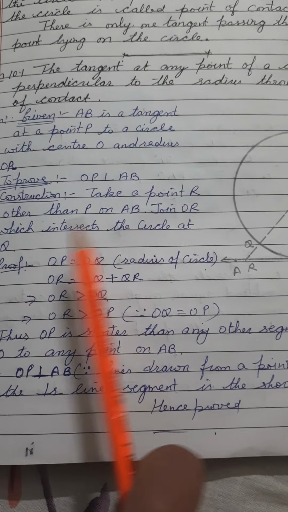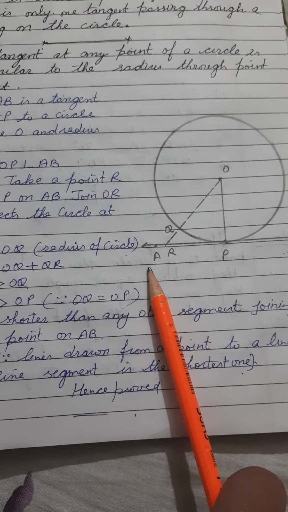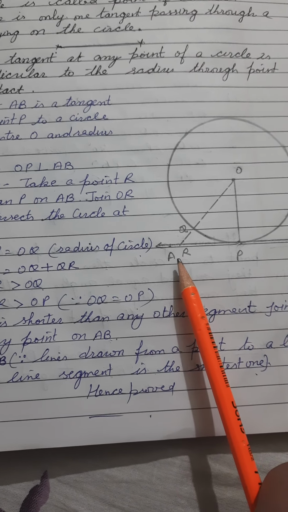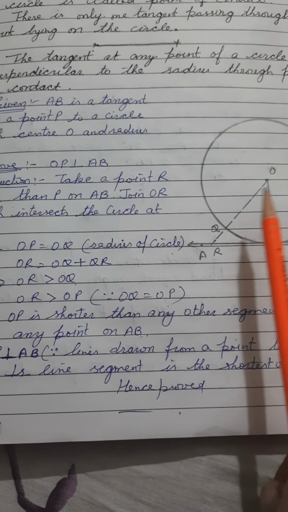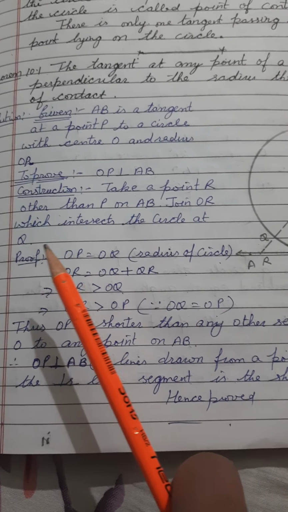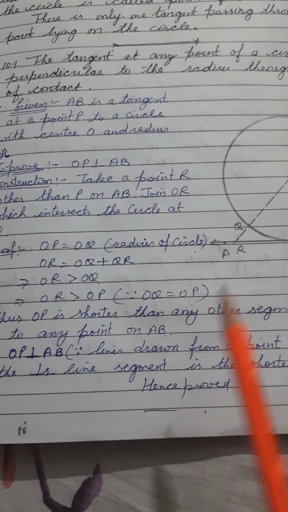Construction. Take a point R other than P on the tangent. Join OR, which intersects the circle at Q.